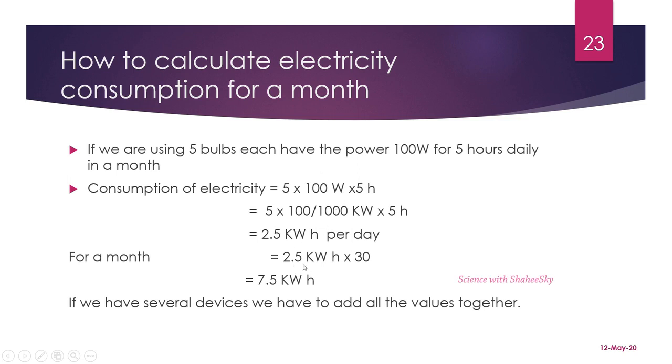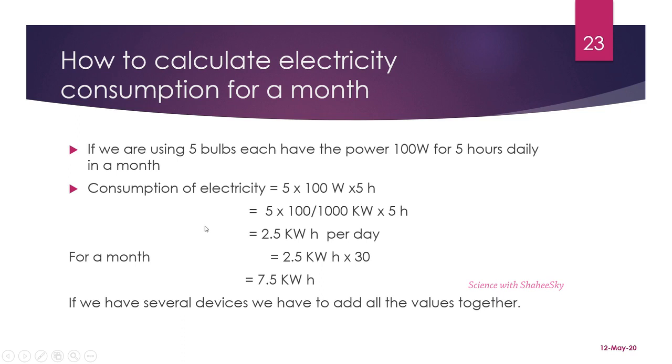That is per day. But the question is to calculate the amount per month, so you have to multiply this amount by 30. Then you get the answer, 75 kilowatt hours. If we have several devices, we have to add all the values together. In a household electric circuit, there are not only bulbs but several devices, so we have to calculate the electric consumption for each device separately and add them together.